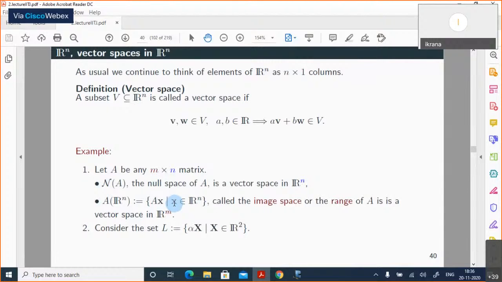Let us look at the set alpha x, where x belongs to R2.